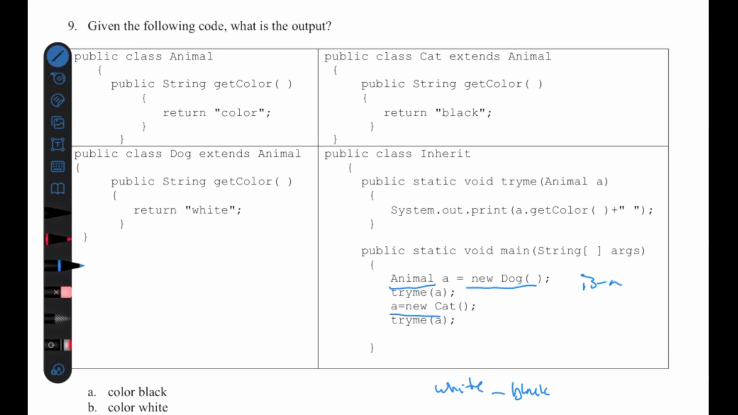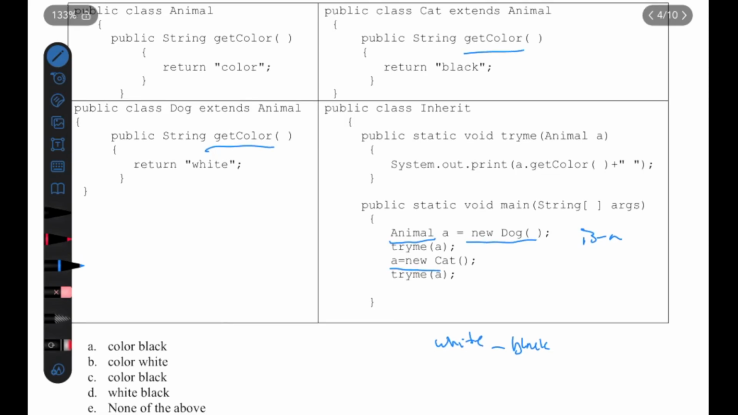So polymorphism is basically a trick to have the compiler say, okay, everything's good. Compiler knows that the methods all exist. And then at runtime, when your code is being executed, it will use the specific method of whatever object is in that variable. So first it's a dog, so we use dog getColor. Then it's a cat, so we use the cat getColor. So we'll get white, black, the answer should be D. Yes, the answer is D.